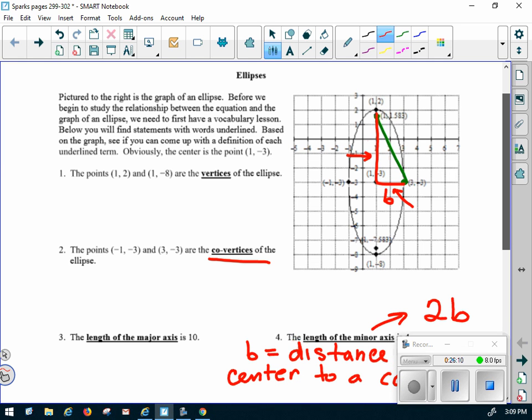Okay, now we'll do it my way. We decided that that green distance was the distance from the center to a vertex, right? But the distance from the center to a vertex for us is called A. What's the only distance we don't have labeled? I've got the distance from the center to a vertex is A. The center to the focus, I don't have that. That's what I'm going to call that.